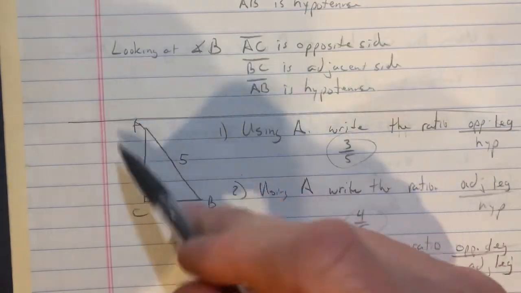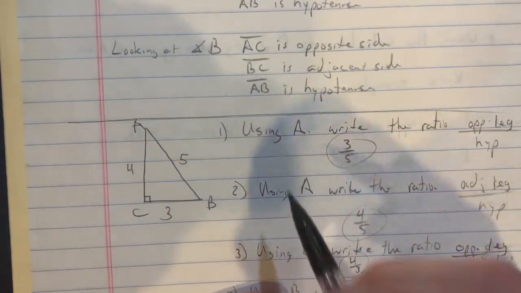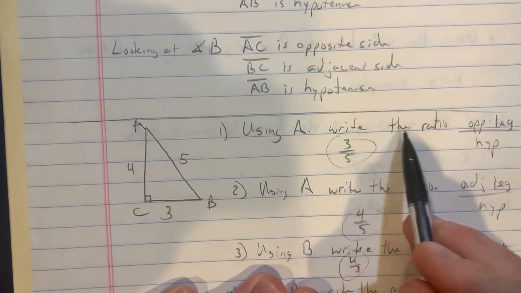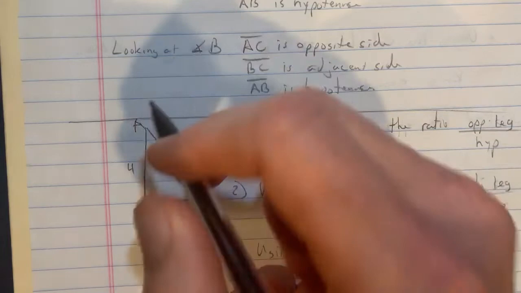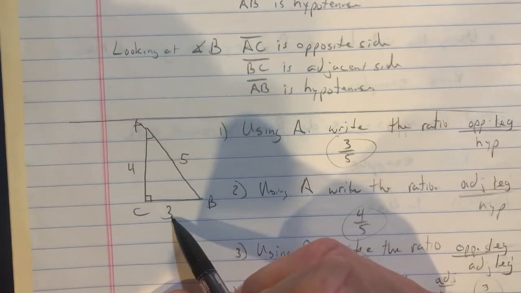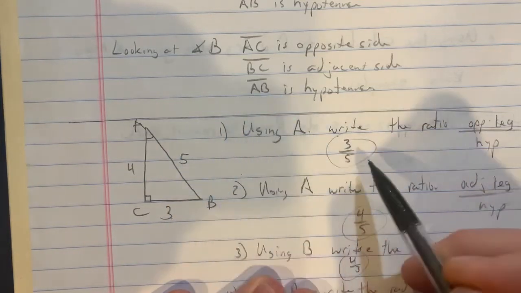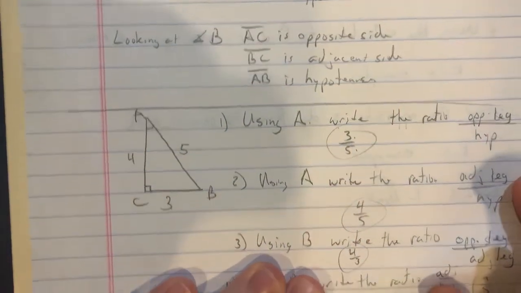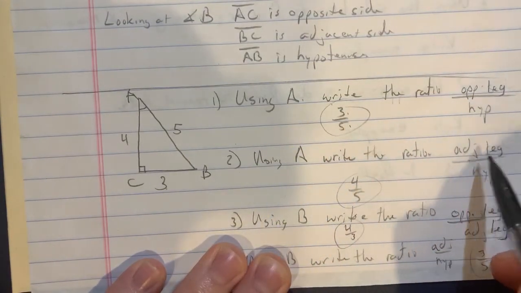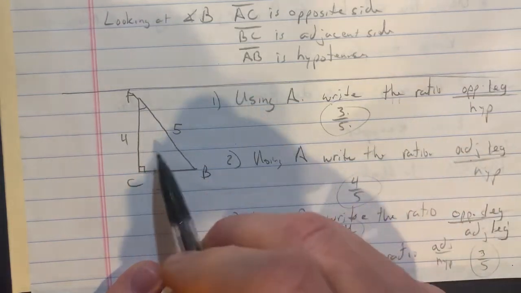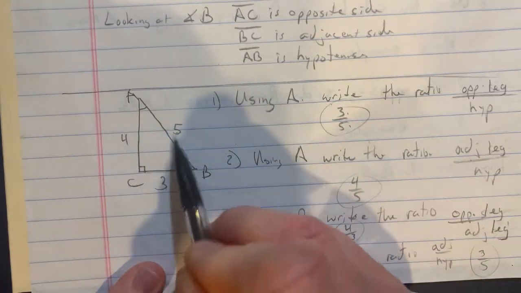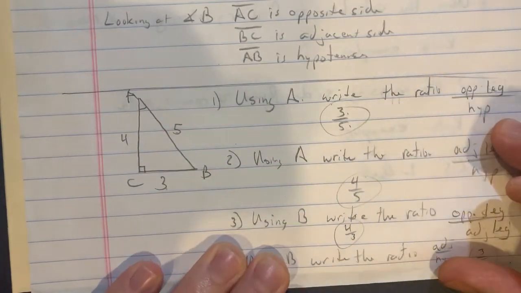If I'm looking at, in this particular diagram, a 3, 4, 5 right triangle, if I'm looking at angle A and I want to write the ratio of opposite leg over hypotenuse. Well, with respect to angle A, we have the opposite leg, which is 3. The hypotenuse is 5, so the ratio would be 3 over 5. If I'm also looking at vertex A, and I want adjacent leg over hypotenuse, the adjacent leg would be the 4, hypotenuse is 5, so the ratio would be 4 to 5.